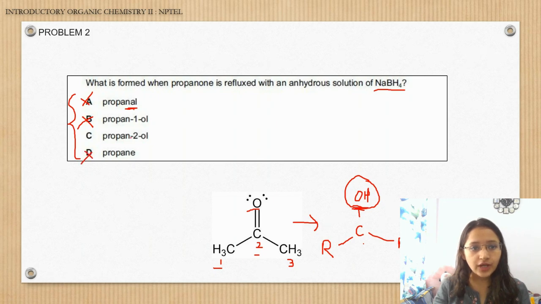So the answer is propan-2-ol. Because due to IUPAC nomenclature, we can say that this is a 3 carbon species, and at carbon 2 we have a hydroxyl group. So it is propan-2-ol. Right? Any confusions? No, ma'am. Okay. So I'm going to problem 3.